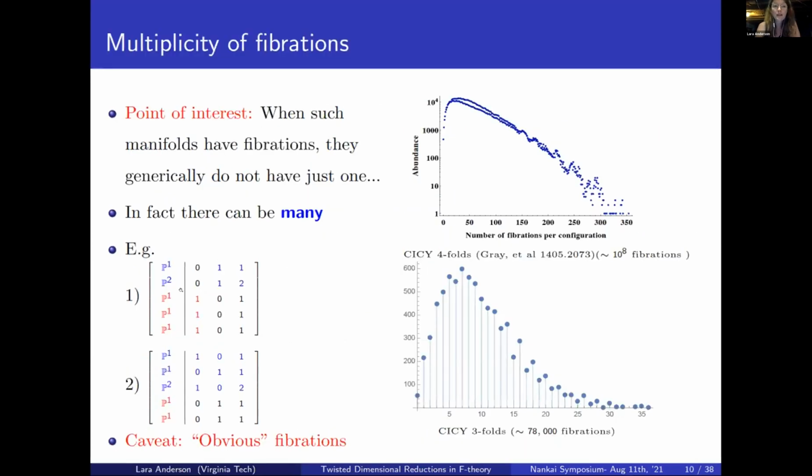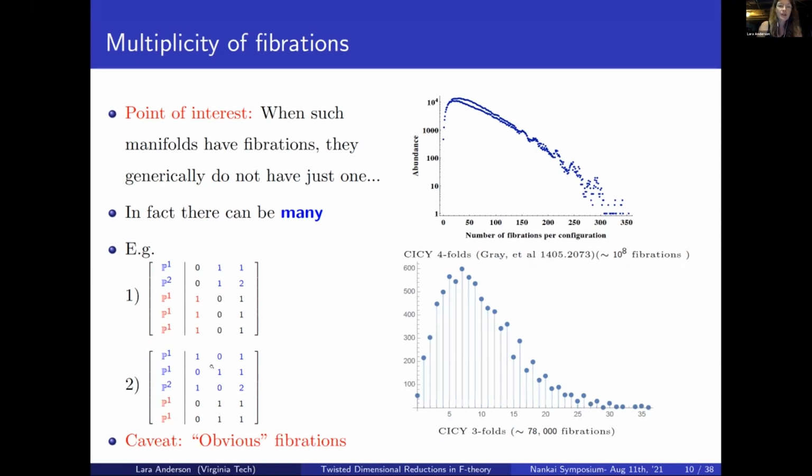So here I've taken the same configuration matrix, which again is just denoting the multi-degree of some defining equations in a simple product of projective spaces. And it is clear that row and column permutations of this are not changing what you actually mean by the Calabi-Yau.